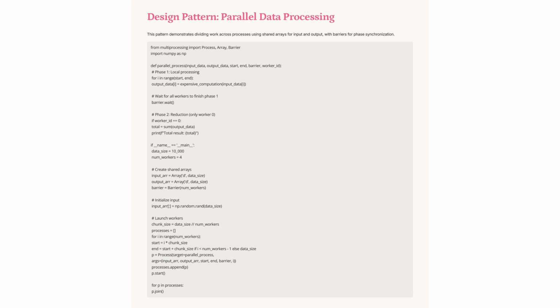In parallel data processing, work is divided across processes using shared arrays for input and output. Each worker performs local processing, then synchronizes using a barrier. After all workers complete phase 1, worker 0 performs reduction, summing the results. This approach efficiently handles large datasets by leveraging multiprocessing capabilities.